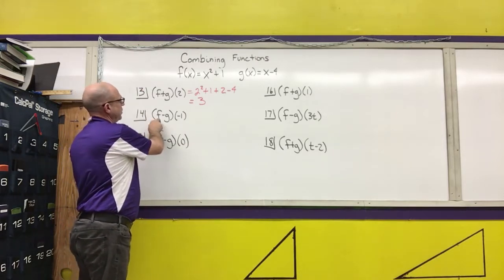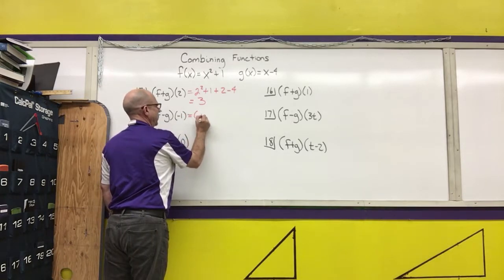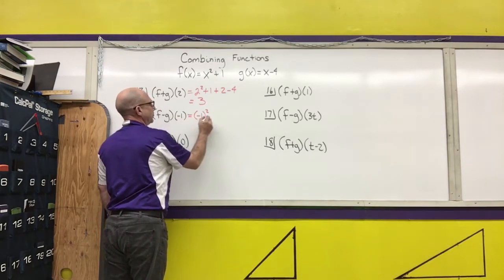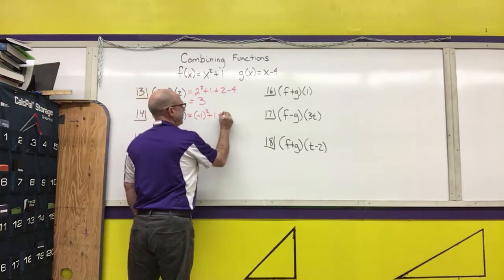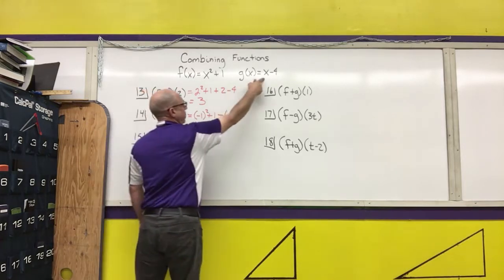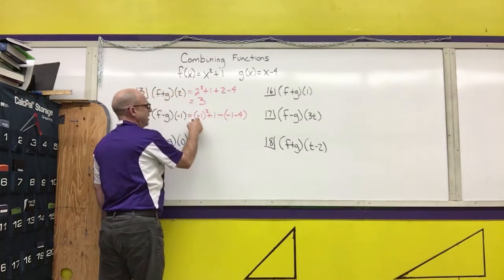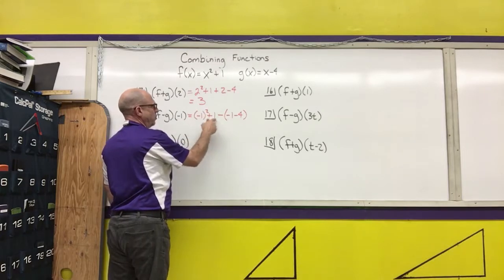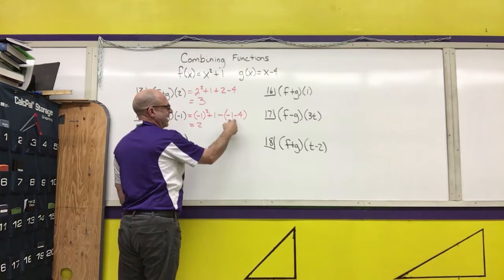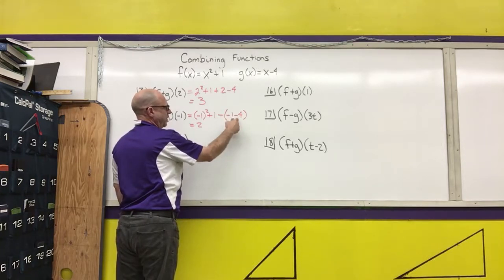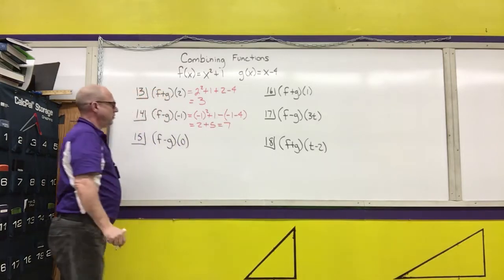Similarly with the difference, I put negative 1 in for x in my f function. Don't forget the parentheses. Negative 1 squared plus 1. I want to subtract the entire quantity of putting negative 1 in there. Negative 1 squared is 1. 1 plus 1 is 2. Negative 1 minus 4 is negative 5. A negative of a negative 5 is a positive 5. And the answer to that question would be 7.